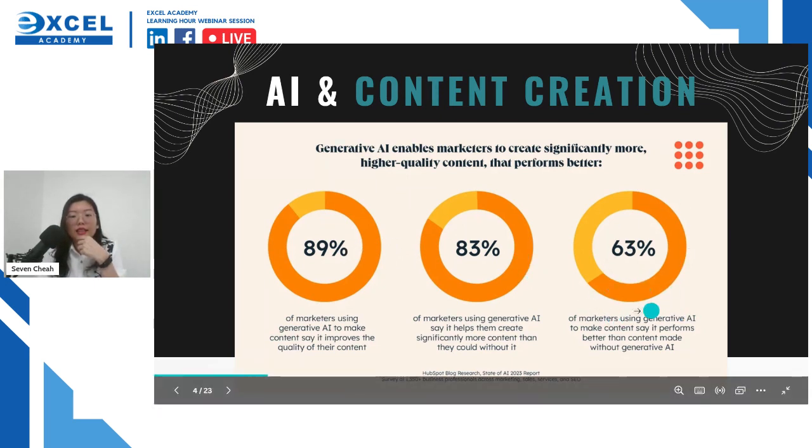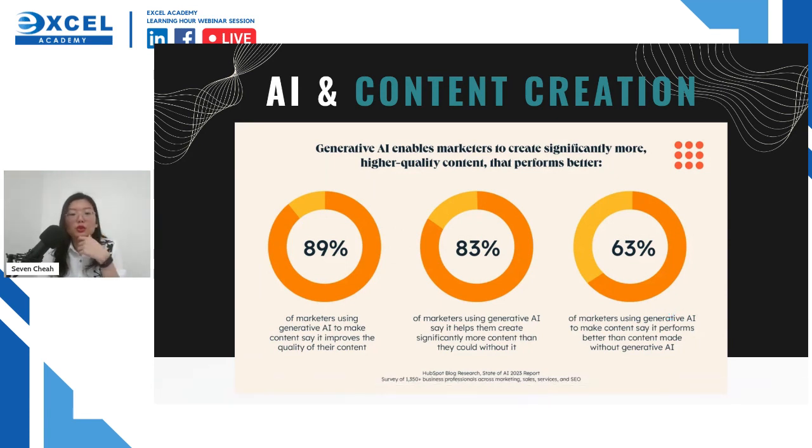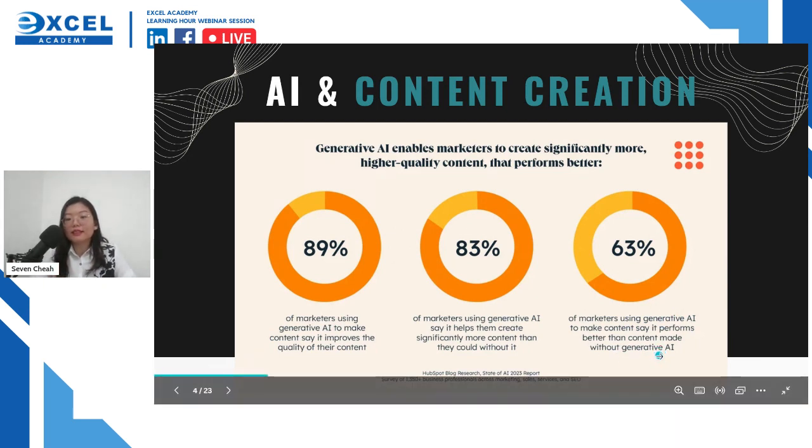And also the last one, 63%, not very significant, but still shows us something. They mention that the content they created with generative AI is better than without it. They're playing very safe at HubSpot.